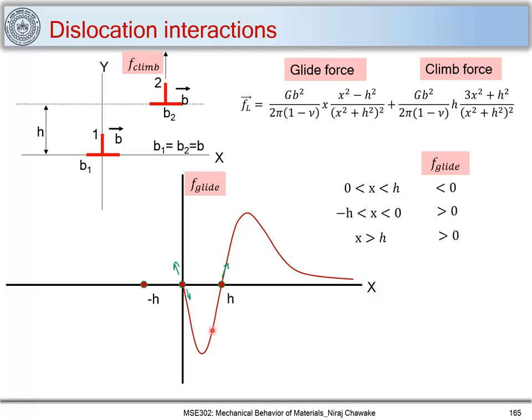Similarly, you can get a similar variation for the glide force acting on dislocation 2 because of the stress field of dislocation 1, and let's plot that too. So you get a variation of glide force with respect to x on the negative side. You can see that it is a positive glide force when x has a value between minus h and 0, and for all other x in the negative direction the glide force will be negative, and it starts becoming positive again as x tends to minus infinity. So this is the variation of glide force.